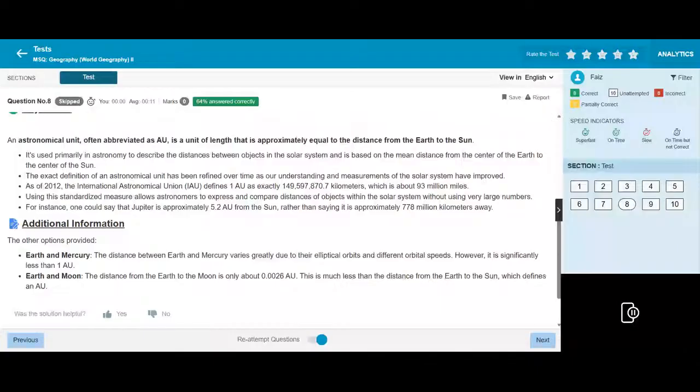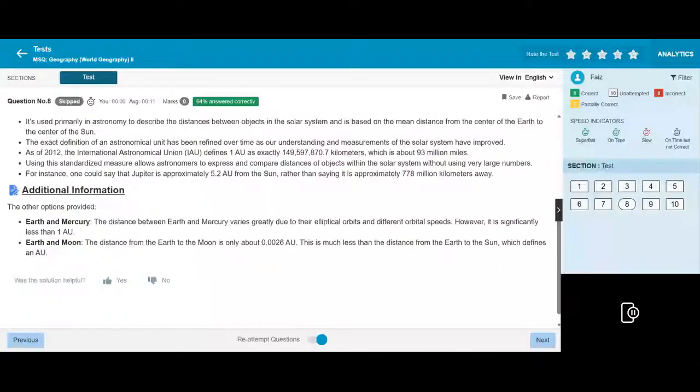The distance between Earth and Mercury varies greatly due to their elliptical orbits. However, it seems to be less than 1 AU. The distance from Earth to the Moon is only about 0.026 AU. This is much less than the distance from Earth to the Sun, which defines an AU.